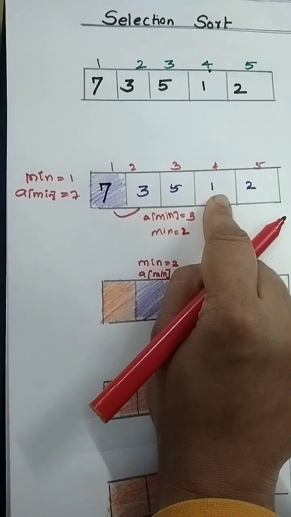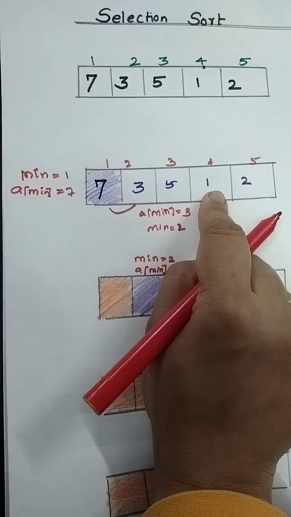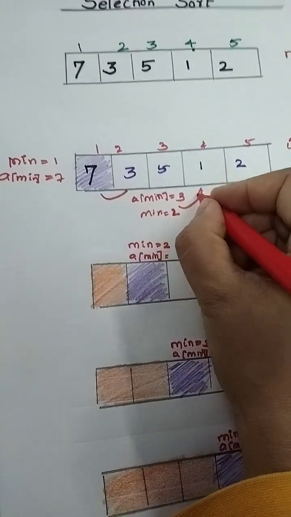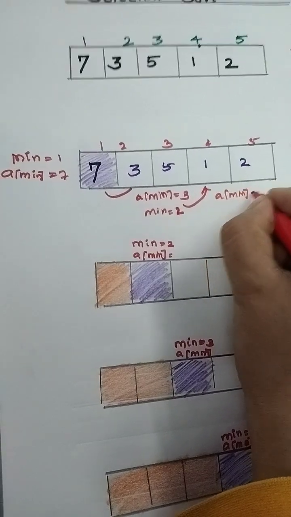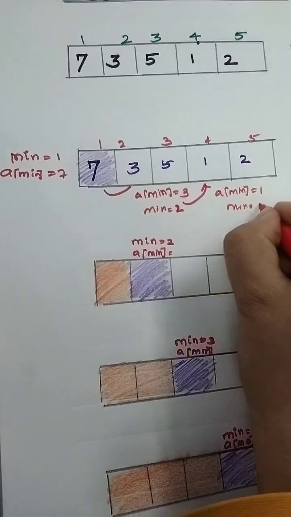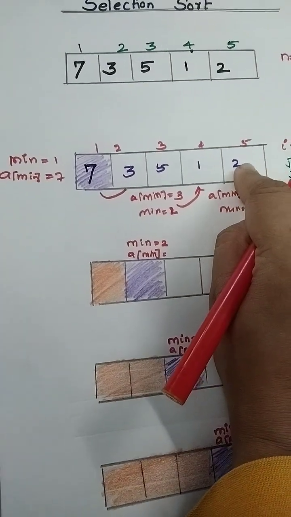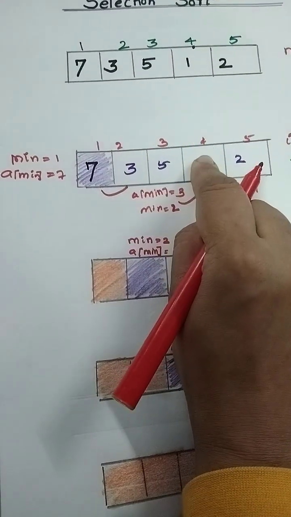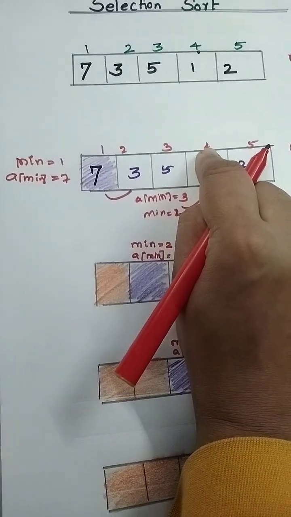3 is compared with 1. 1 is less than 3. So A of minimum becomes 1 when 3 is compared with 1. So 1 is less than 3. So A of minimum becomes 1 and your minimum position becomes 4. Okay, now again this 1 is compared with 2, the rest of the elements. This minimum is 1 only. Now your minimum element is 1 and it is at the location 4.